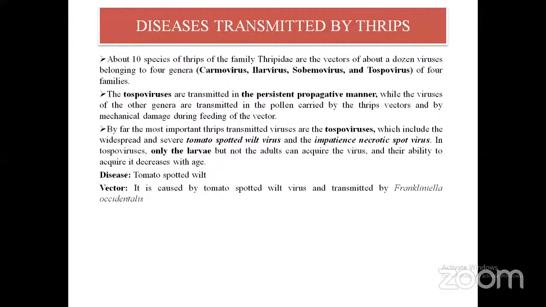By far, the most important thrips-transmitted viruses are the tospoviruses, which include the widespread and severe tomato spotted wilt virus. This is one of the examples of the tospoviruses. And the impatiens necrotic spot virus. Impatiens is one of the flower crops, Impatiens balsamina. In the tospoviruses, only the larvae, but not the adults, can acquire the virus. So it is one of the important points to note from the exam point of view: only the larvae can acquire the virus, and their ability to acquire it decreases with age. One of the foremost examples that I've already discussed, but I will tell it again, is the tomato spotted wilt virus, and its vector is Frankliniella occidentalis. It is a thrips of important commercial floral crops in India.